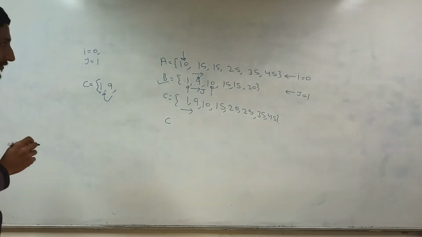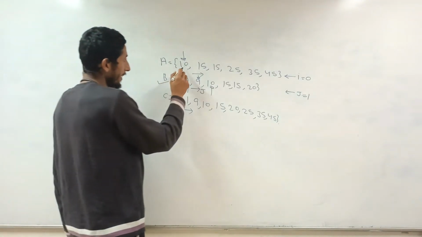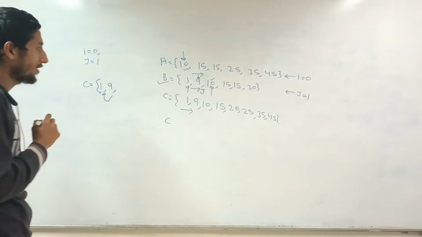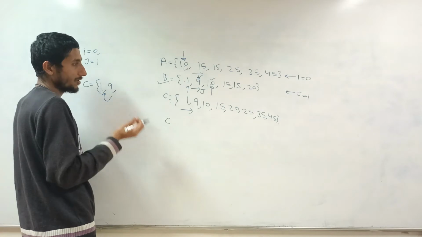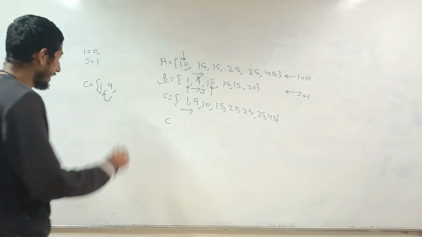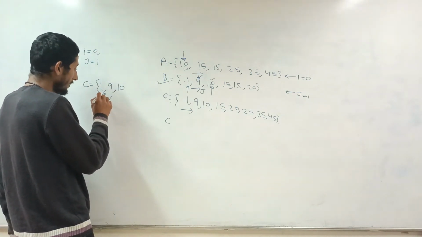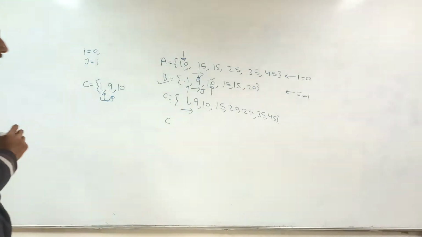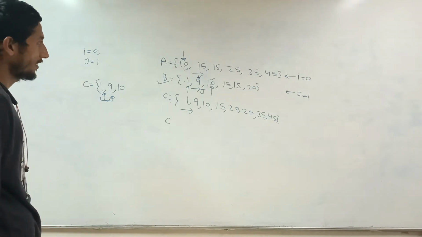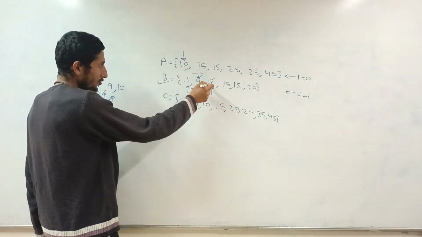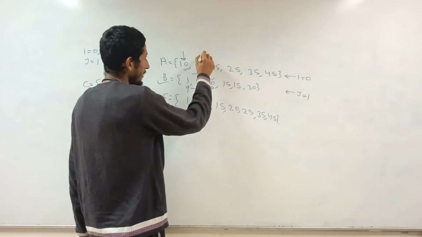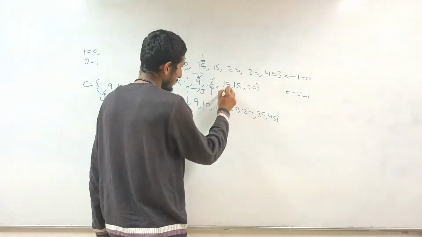Then I will compare 10 and 10. These two values are equal, so I will pick any one. Because both are equal, there is no need to check which one is smaller or greater. So I will pick 10 and copy it as it is. In this case, I will not check inside the array, because both are equal. The moment I get equal values, I will increment the value of i as well as the value of j.